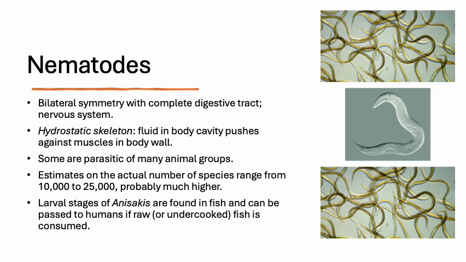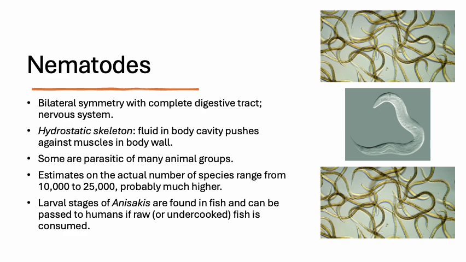Nematodes, or roundworms, are incredibly abundant. They have bilateral symmetry and a complete digestive tract, plus a hydrostatic skeleton, which is fluid in the body cavity that gives them their shape and allows them to move. Some are free living in sediment, while many are parasites.